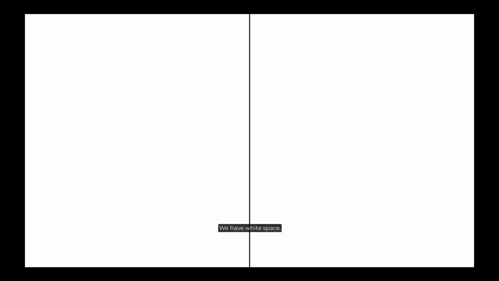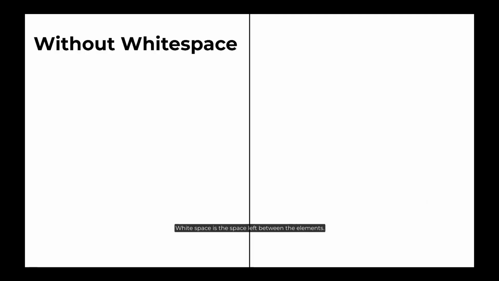Next, we have white space. White space is the space left between the elements. So despite its name, white space does not need to be white. It can be any color, it can be any texture, any pattern, or even the background image.